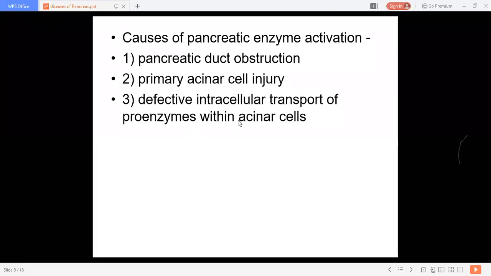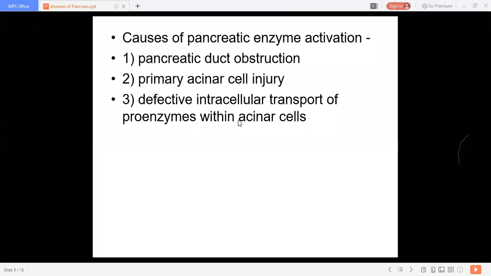So the causes behind this defective transport is metabolic injury. It may be alcohol, or it may be due to duct obstruction. So there are three conditions behind this defective transport of proenzyme: metabolic injury, alcohol, or duct obstruction. It will cause delivery of proenzymes to the lysosomal compartment.